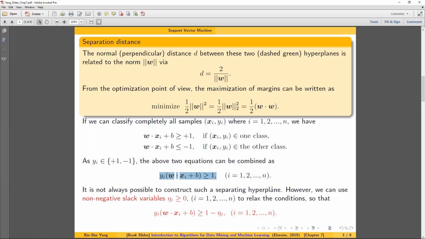However, it's not always possible to construct such a separating hyperplane. There's a chance that you have to introduce some sort of slack variable. Instead of strictly larger than or equal to 1, you use a slack variable so that you have 1 minus this, which gives you some sort of error. And then now you would be able to have this relationship.